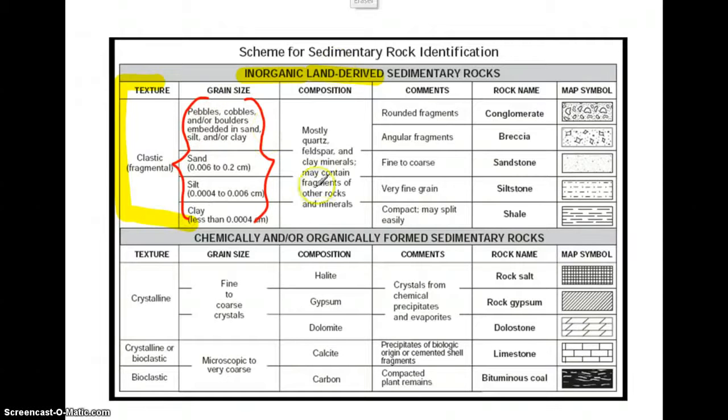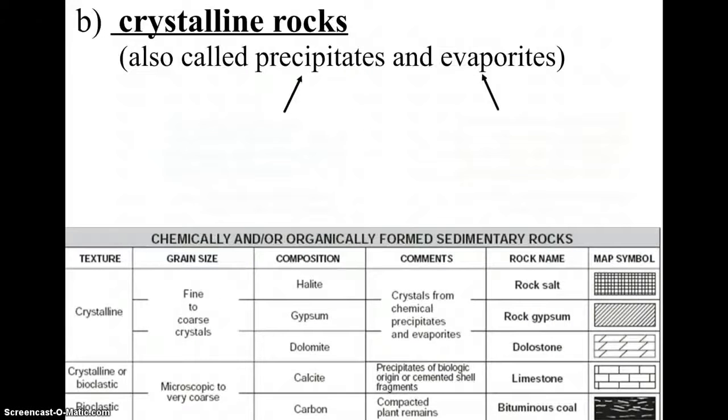Now let's take a look at the rocks that are formed chemically. There are two processes that can form these chemical rocks. And you'll notice if you look at the bottom part of your chart, there is a texture that is described as being crystalline or crystals. The two processes that make these rocks are called precipitation and evaporation. And again, you'll see those words on your reference table. Okay, precipitates and evaporates. The process where evaporates form has to do with evaporation.